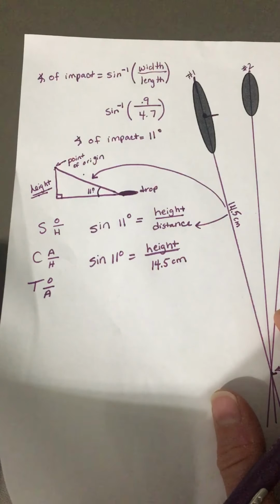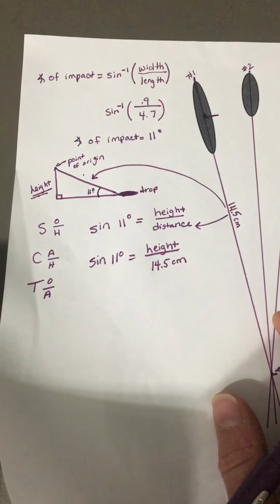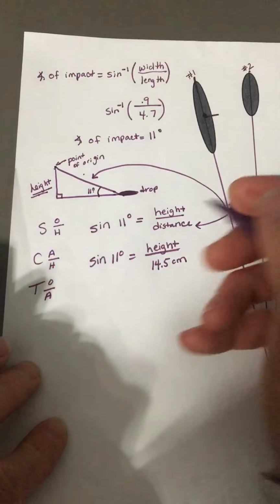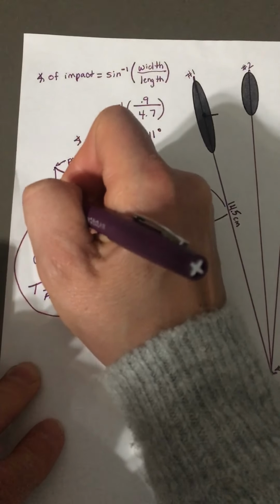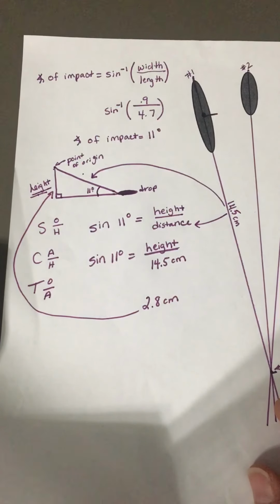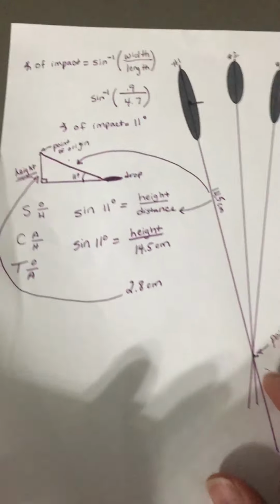All right, so I'm going to go ahead and do that. Not using the inverse sine this time. So sine of 11 times 14.5 is going to give me a height of 2.8 centimeters, which would be this measurement right here. So this is an example of how we could reconstruct a crime scene.